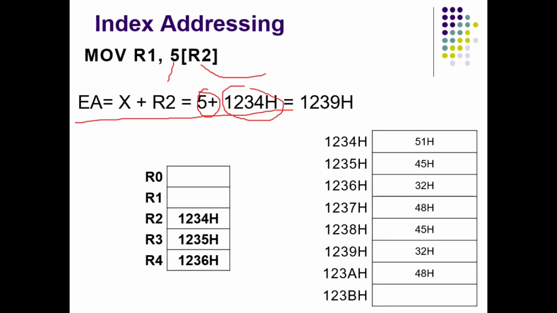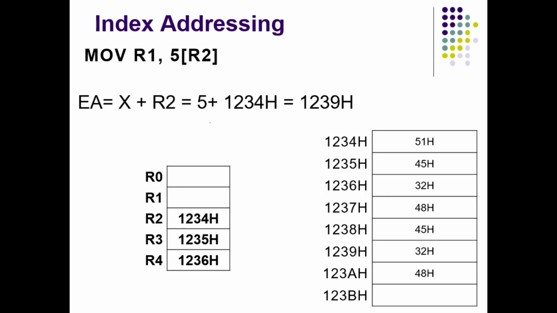What is content of R2? R2 is 1234H and 5. So totally 1239H. The processor understands that you want to move content of R1 to a memory location whose address is 1239H. So the processor considers this as the effective address. So what happens when this instruction executes?